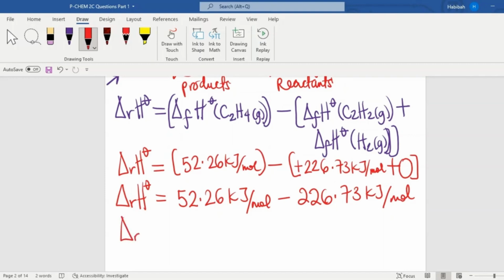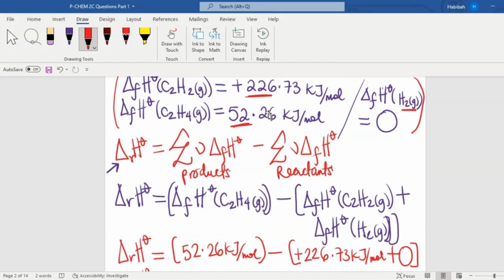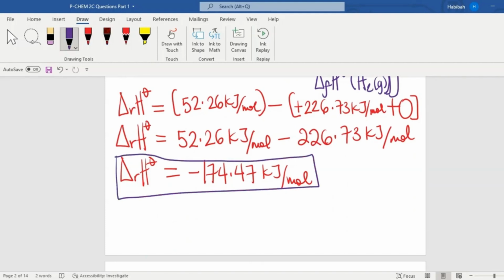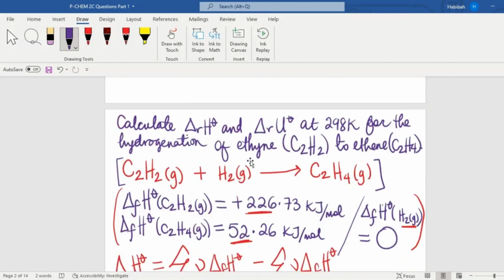So change in enthalpy of reaction ends up becoming 52.26 minus 226.73, which is negative 174.47 kilojoule per mole. So this is basically the answer to the question. And as you can see, our question was given to us in two decimal places for both the change in enthalpy of formation for ethene and ethine. So we can just feel comfortable that the answer is written in the correct format, in two decimal places.